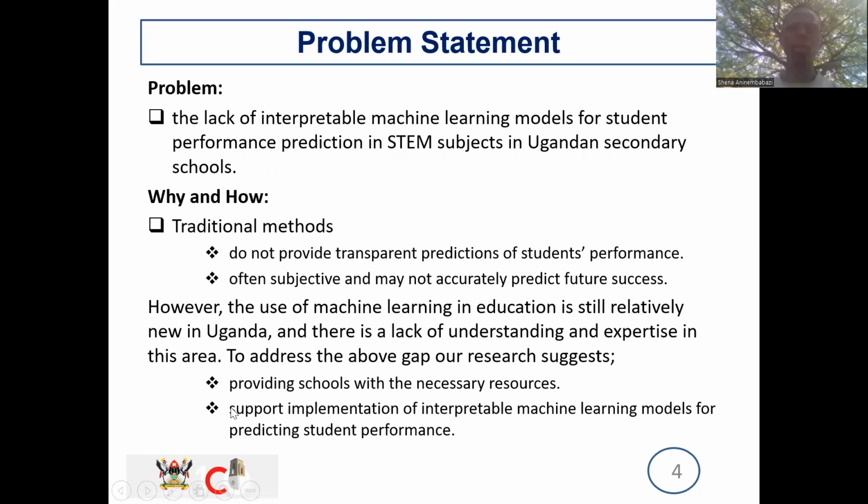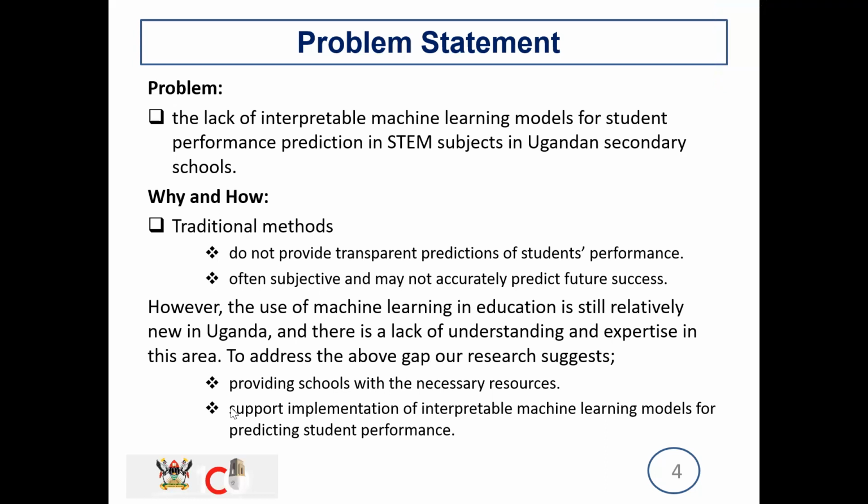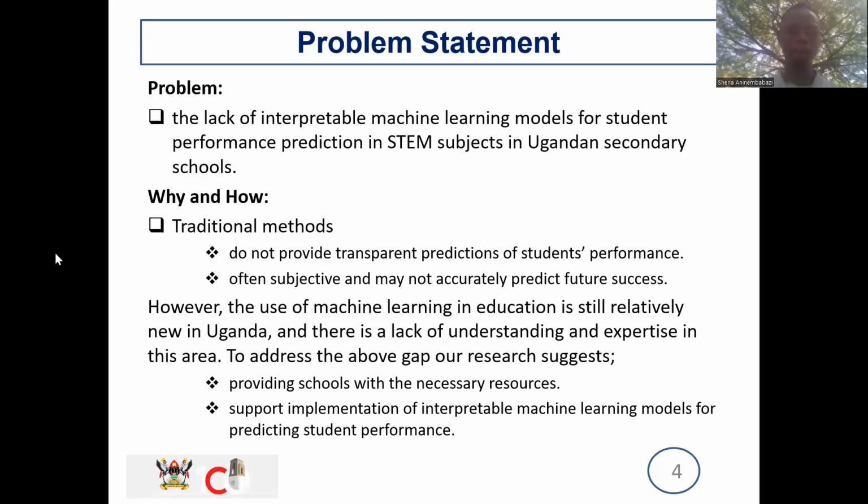Because currently they use papers. Some schools record things on computers, but majorly use papers, and it becomes very hard for them to draw conclusions out of the data that they have. So we want to come up with a model that can really help do that work for them. These traditional methods do not provide transparent predictions of students' performance. Someone just looking at a sheet of paper and then wanting to predict it becomes quite tricky. It is often subjective and may not accurately predict future success. It's not accurate when you're just looking at the paper.